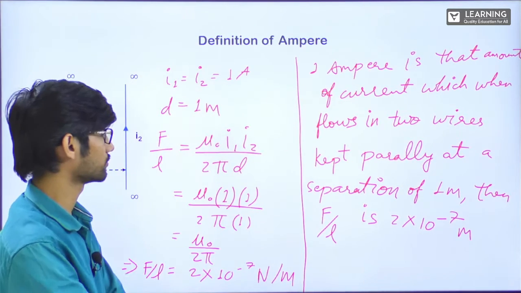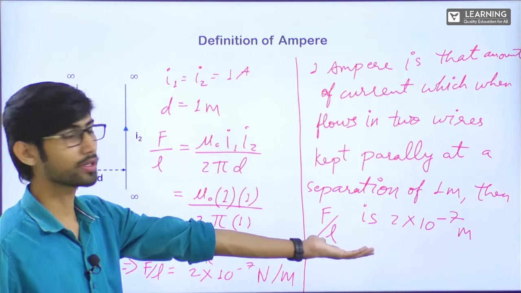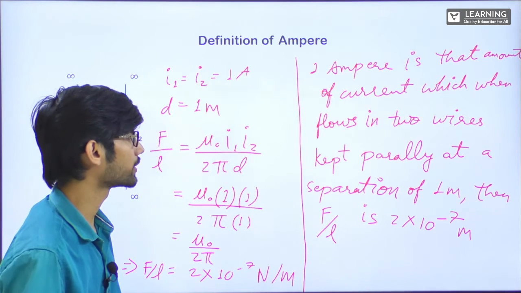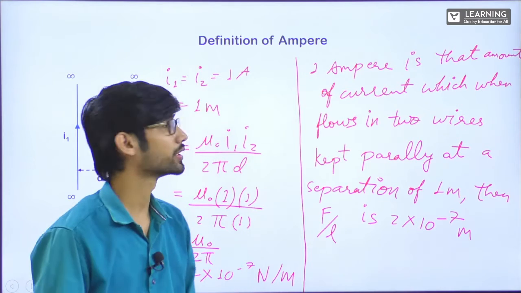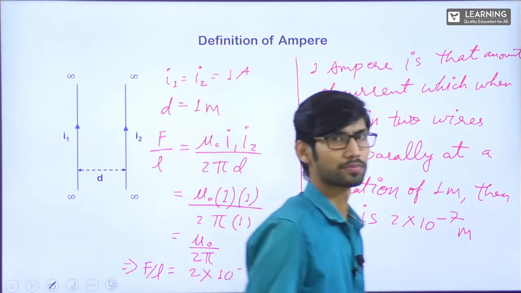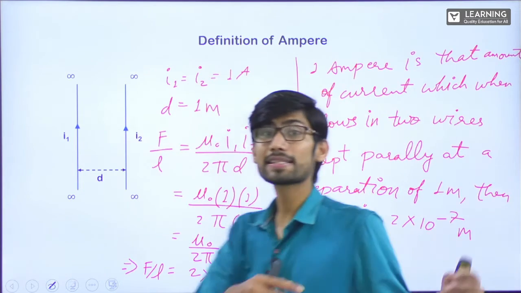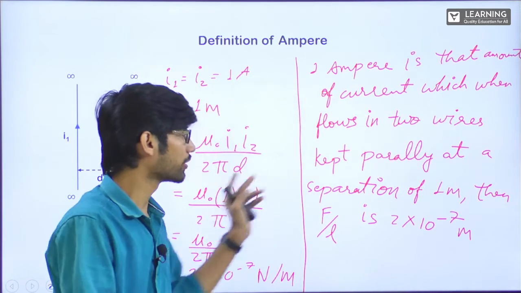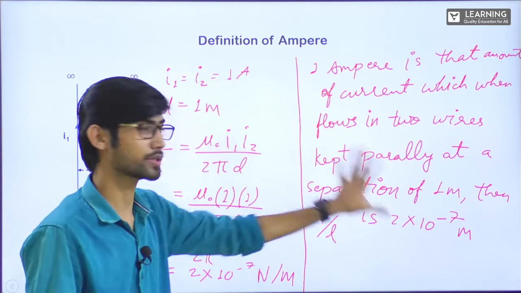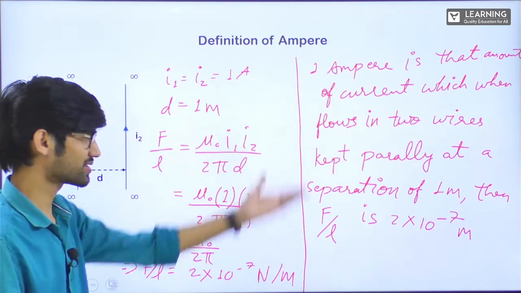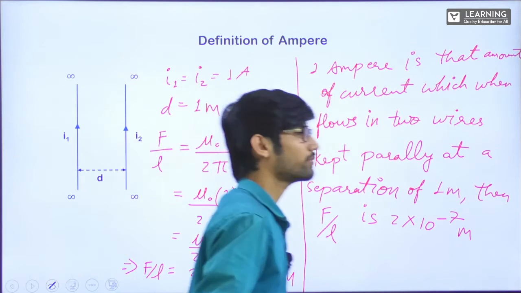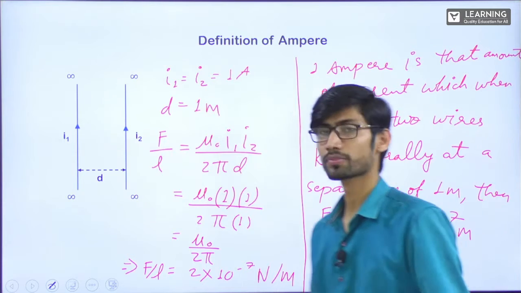Clear? 1 ampere is that amount of current which when flows in two wires kept parallelly at a separation of 1 meter, then the force per unit length is 2 into 10 power minus 7 Newton per meter. Right? Note it down. This is the concept basically. If you get a better definition in words, learn that. But this is the concept basically. Just check the grammar and all those things and then write in exam. Clear?